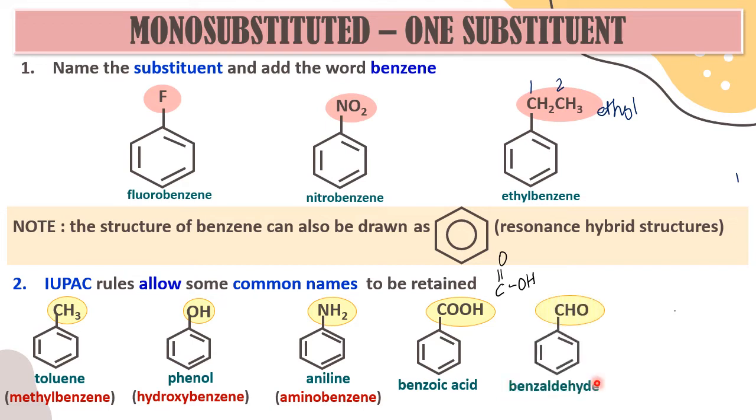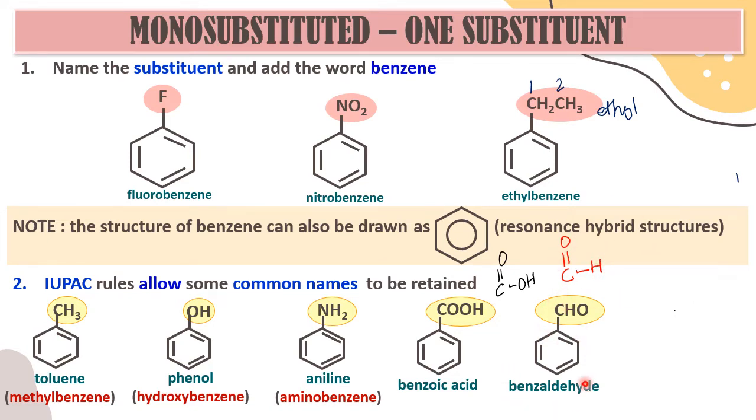Next, this one. CHO over here, so a benzene bonded to CHO. CHO here means C double bond OH. So you have a carbonyl group that corresponds to an aldehyde.